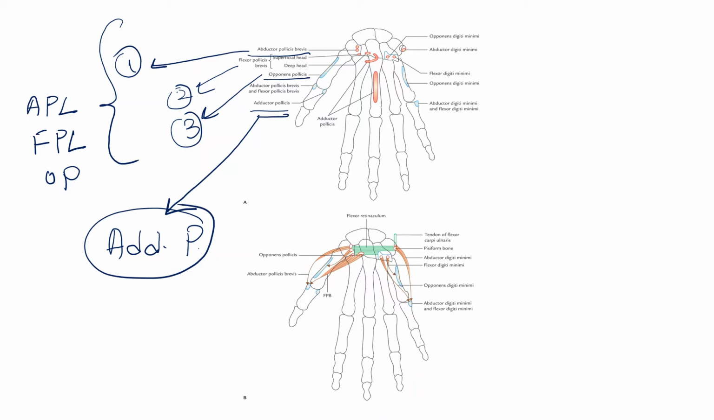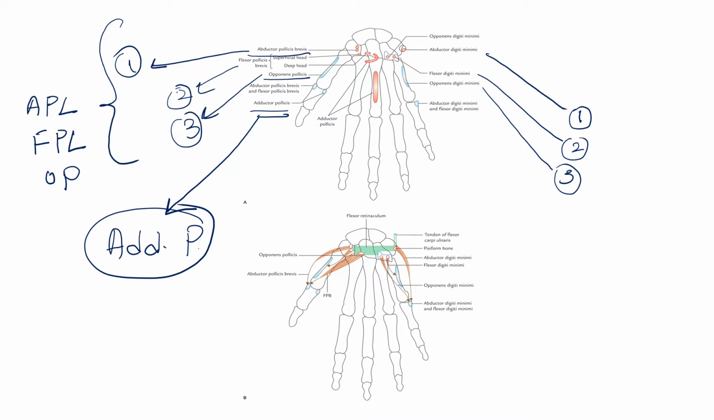So this is about the thenar muscles. The hypothenar muscles are also 3 in number. Number 1 is the abductor digiti minimi. Then comes the flexor digiti minimi and next is the opponens digiti minimi, reaching the ulnar border.